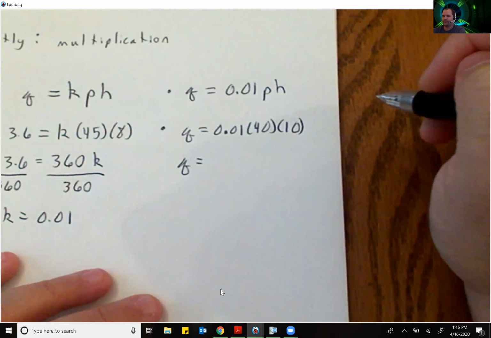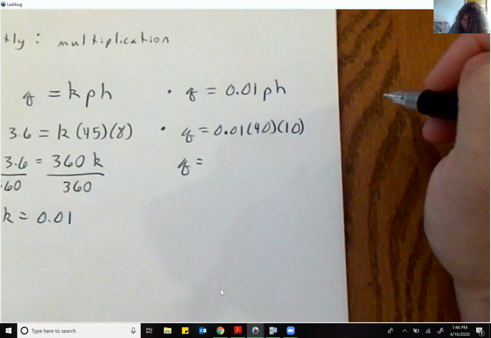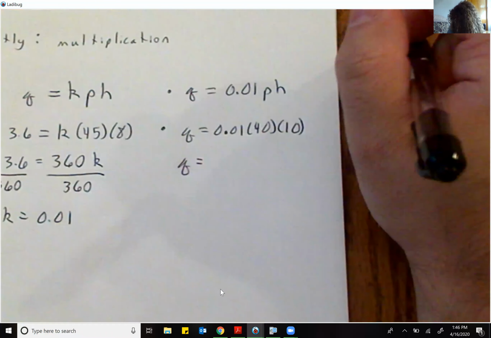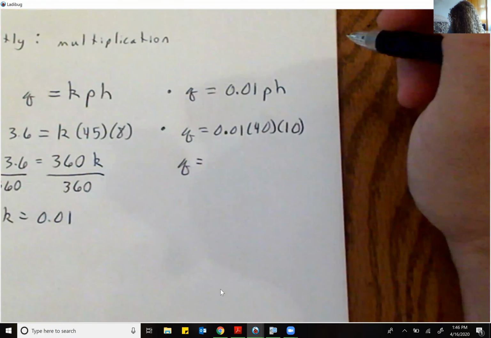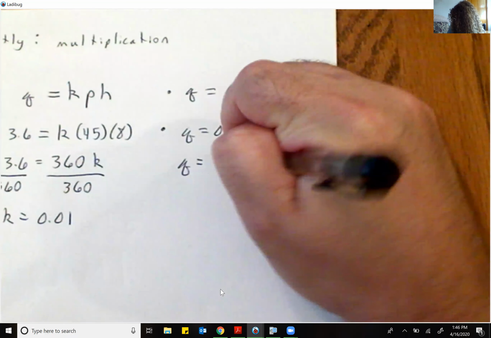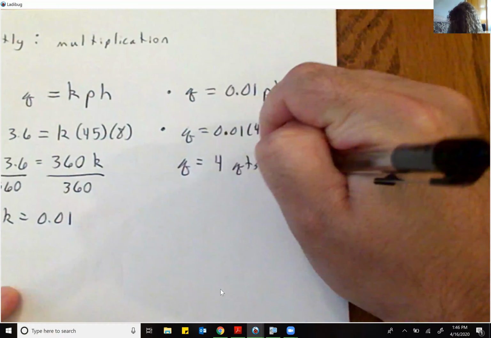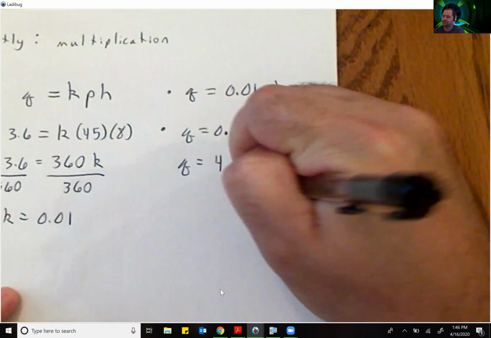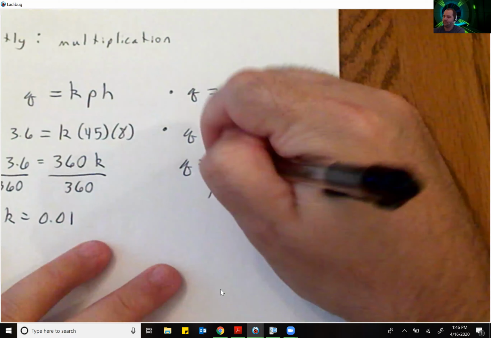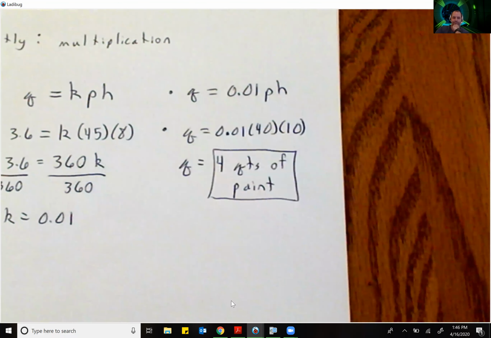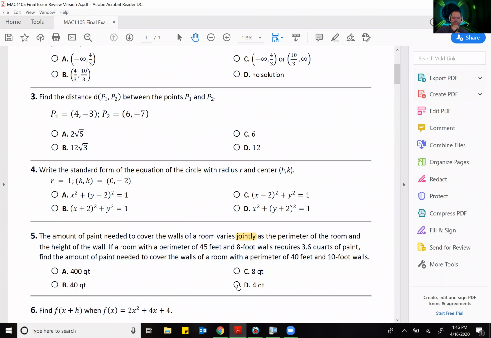Hold on. 4. 4 quarts of paint. Is that right? Nope, it's correct. Oh, okay. So when we go back to our problem, the answer is D.